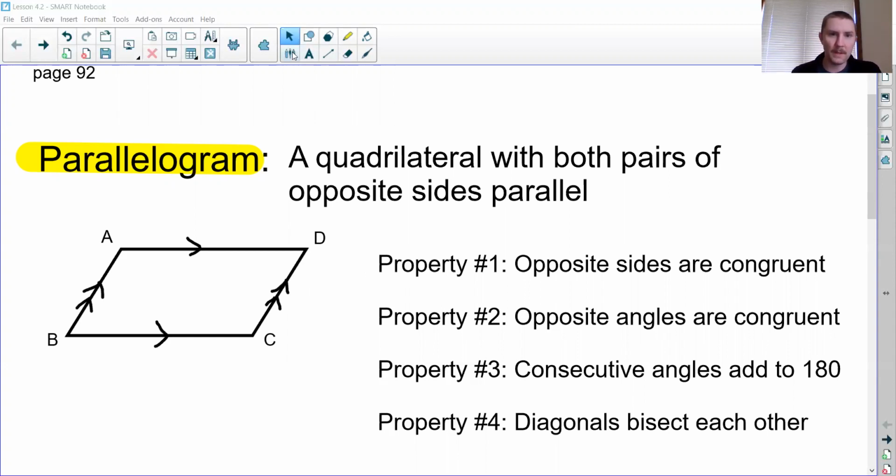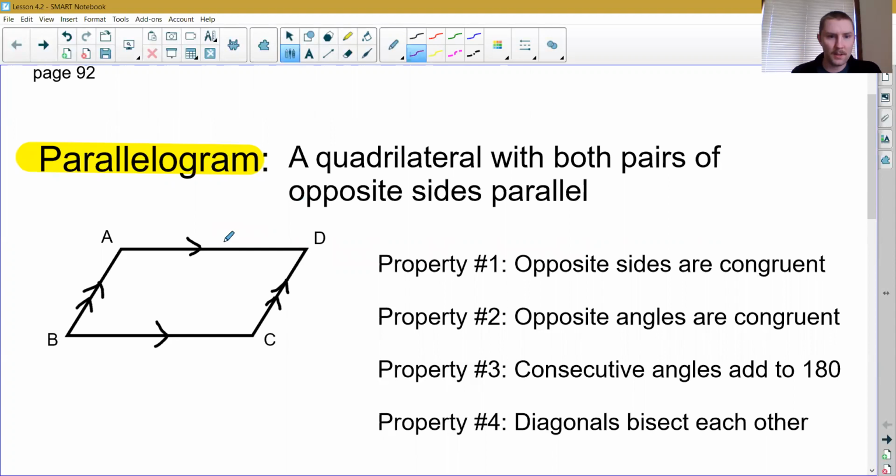Okay, so what that means is this length from A to D is the same as this length from B to C. And the distance from A to B here, if I mark that with 2, is the same as the distance from D to C. That's this distance here, okay? So this distance and this distance are the same as this distance, right? So we have two pairs of congruent opposite sides. That's parallelogram property number one.